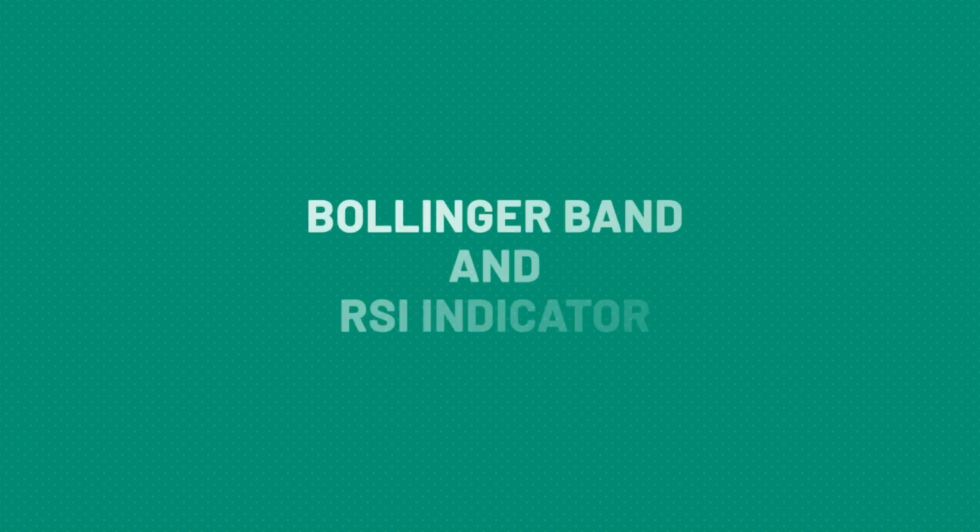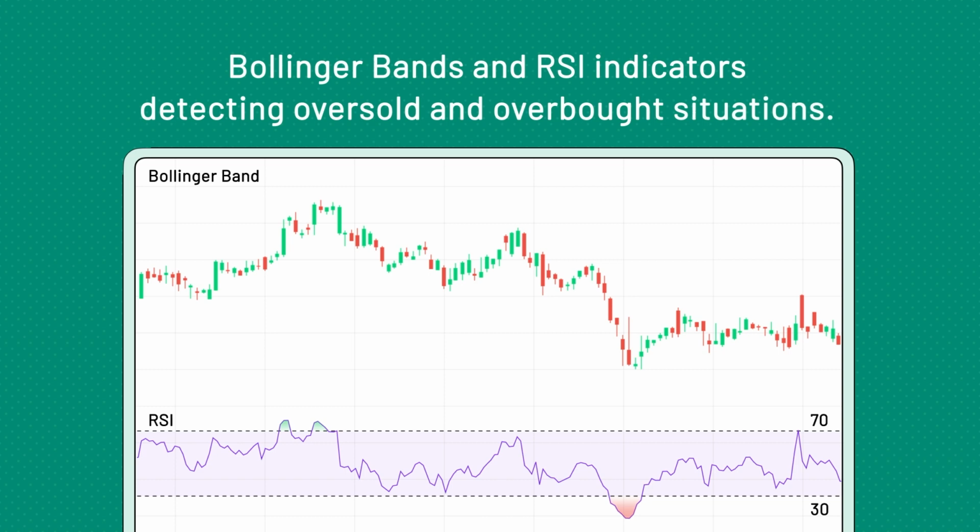Today we are going to take a look at the duo indicators that can be your trading lifesaver. Let's go! Have you ever heard about Bollinger Bands and RSI indicators? Both are useful for detecting oversold and overbought situations.